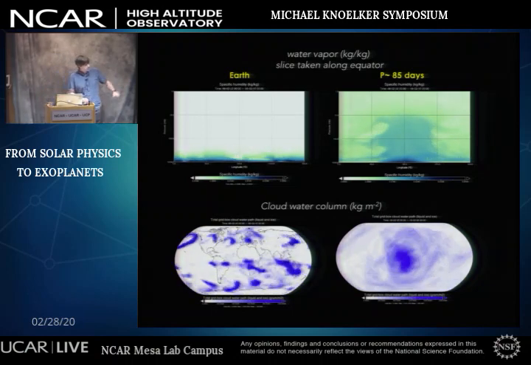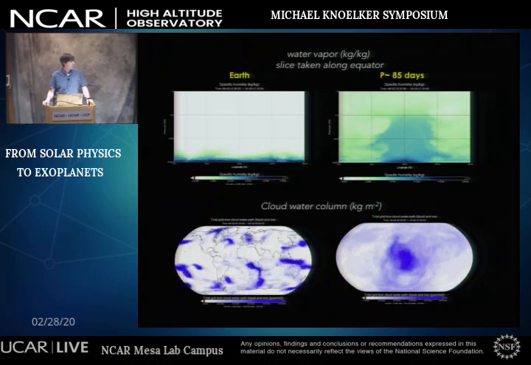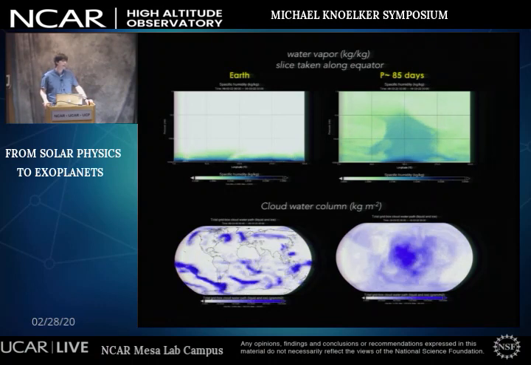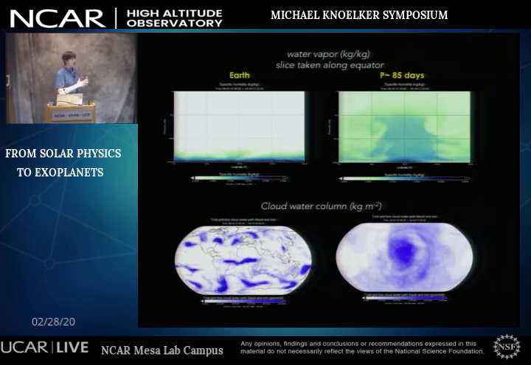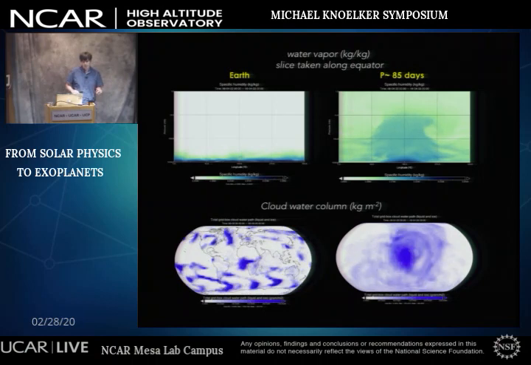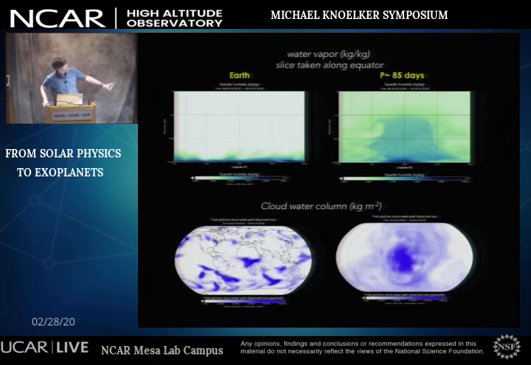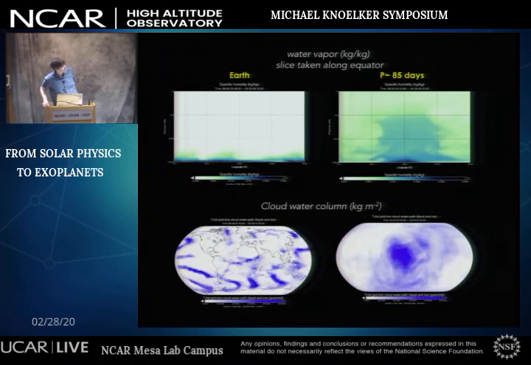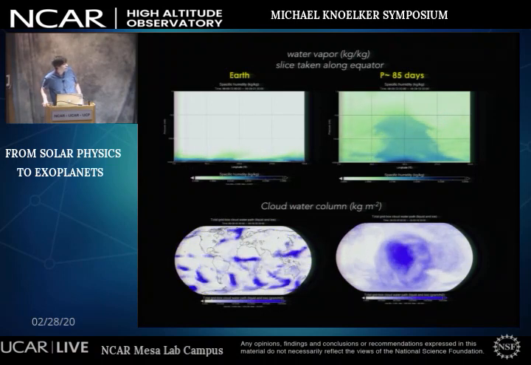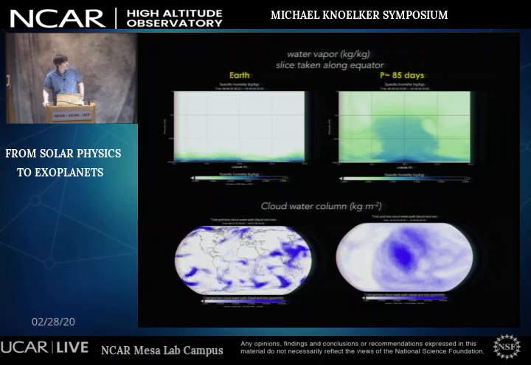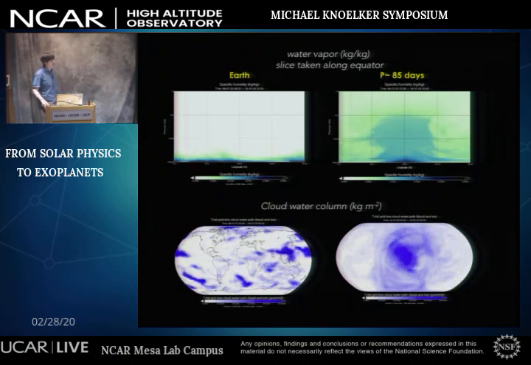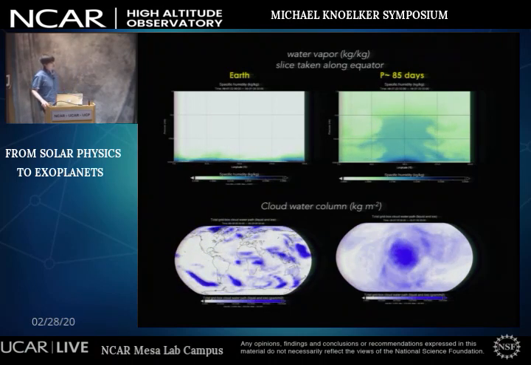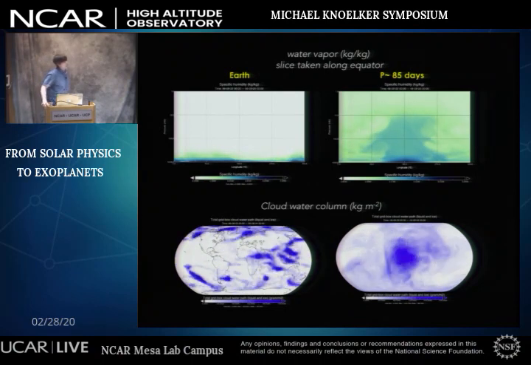The dynamics of the slow rotating planets on the right would also be applicable to, say, a Venus-like planet around the Sun that just happens to have a slower rotation rate. So on the top we have an equatorial slice of the water vapor in the atmosphere, and then on the bottom we have the cloud water column, and you can see the clear differences. This eyeball climate on the right-hand side with this thick cloud just sitting there.